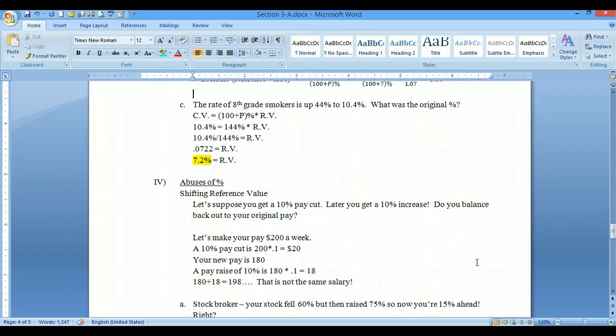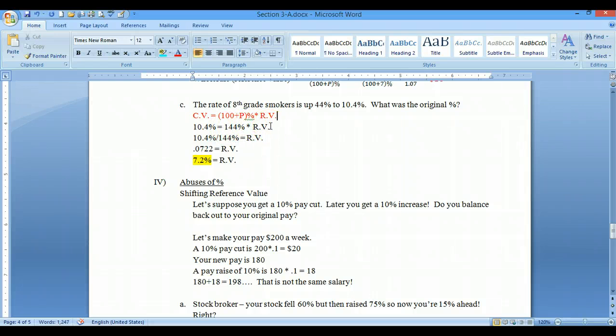The rate of 8th grade smokers is up 44% to 10.4%. What was the original percent? It looks a little confusing because this is higher, but remember, it's all relative. 44% of the original percent to 10.4%. So I'm going to use my compared value formula equals 100 plus p, because I was increasing percent, times the reference value. My compared value is 10.4%. I am increasing by 44%, so it's 100 plus 44 times the reference value.